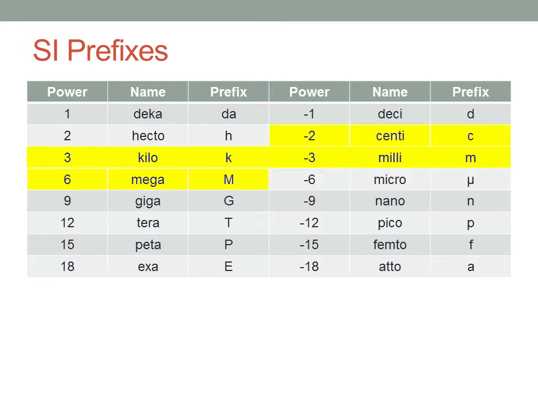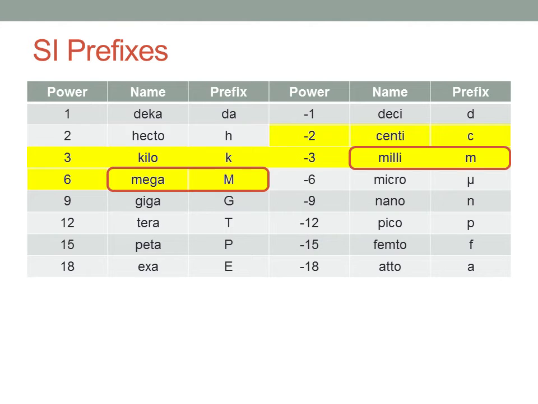But you really should know all these ones highlighted here. Kilo, meaning 1,000, and mega, meaning 1,000,000, along with centi, meaning 100th, and milli, meaning 1,000th. Note the abbreviations for each of these, and in particular that capital or lowercase makes a significant difference.